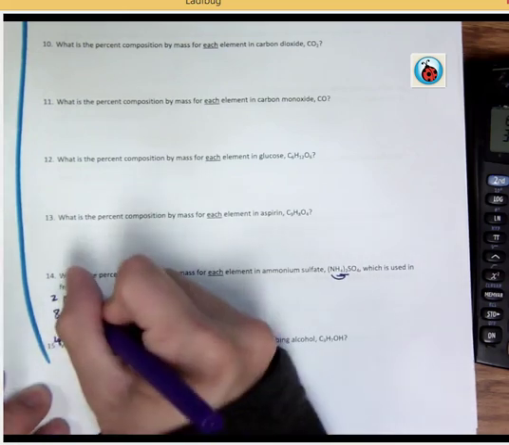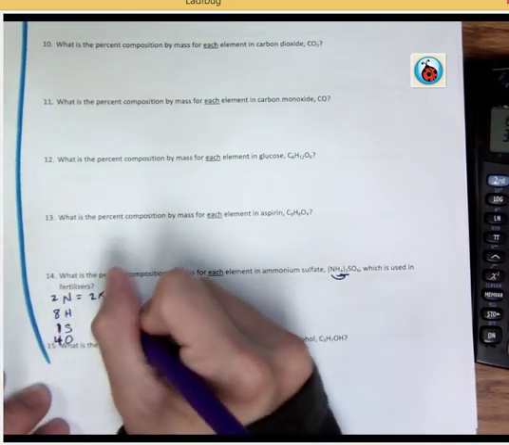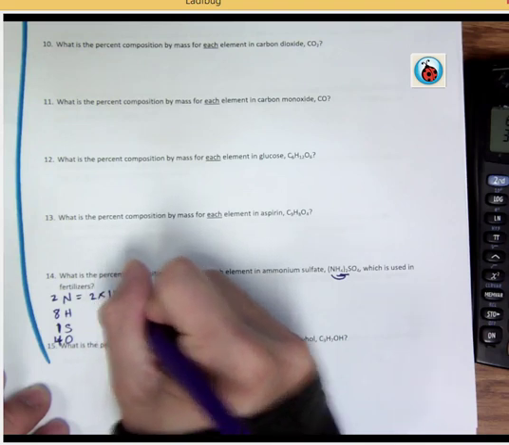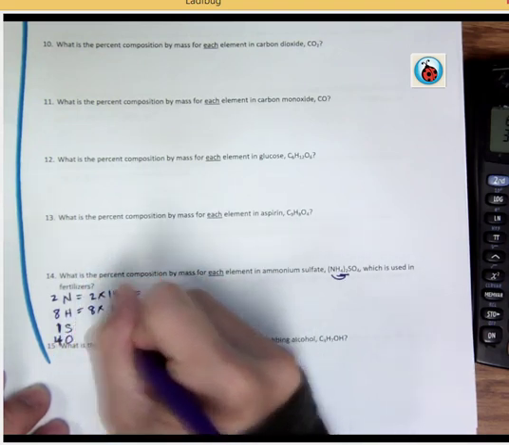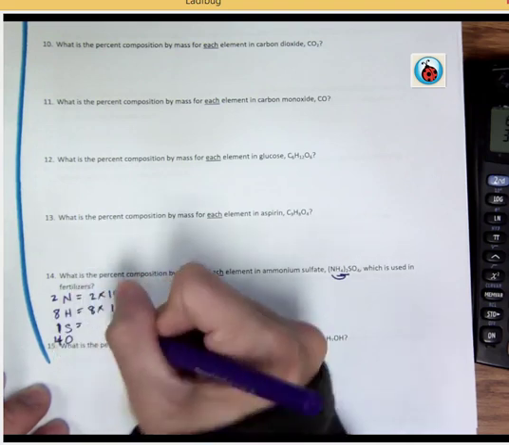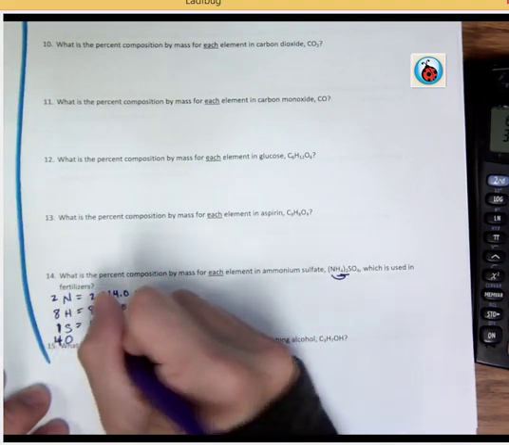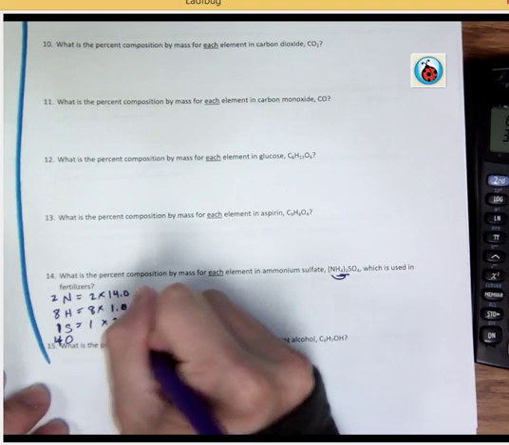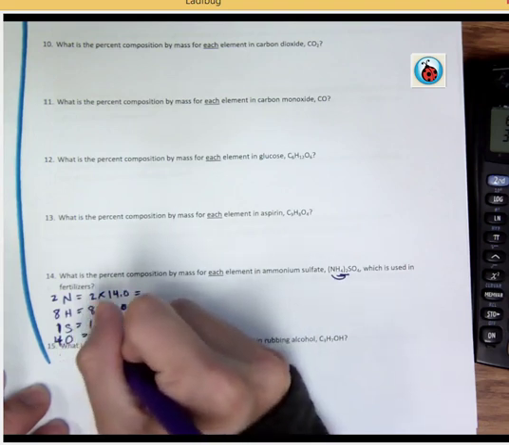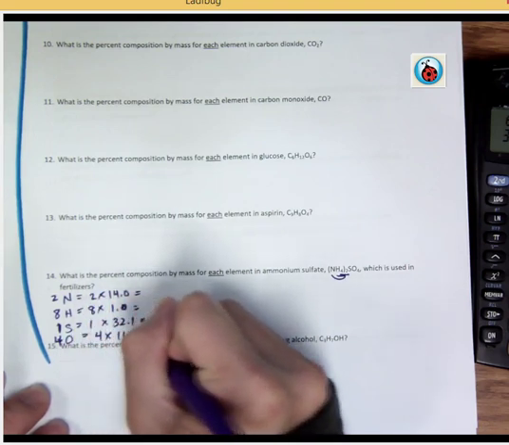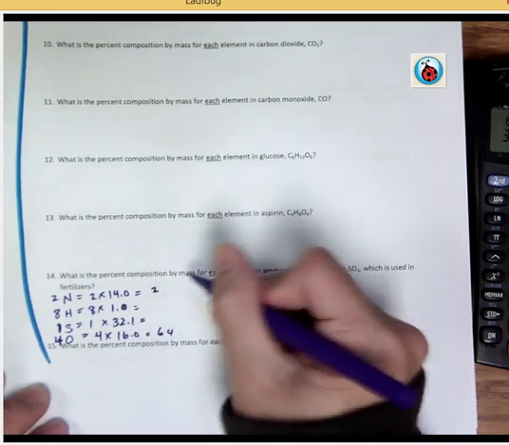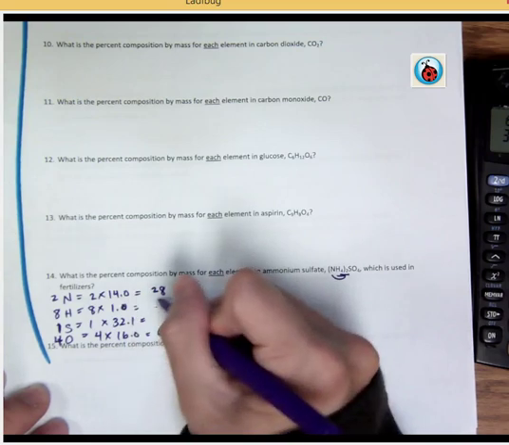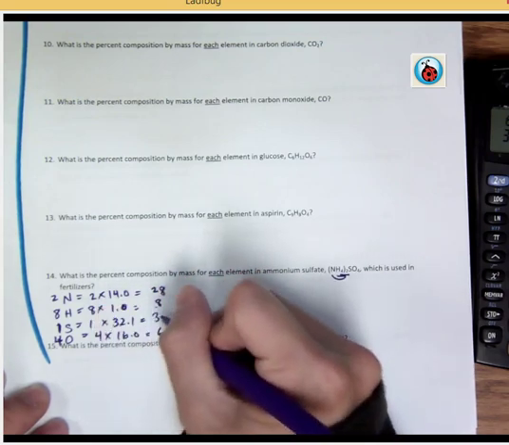Okay? 2 N's, the mass of nitrogen is 14.0. Mass of hydrogen is 1.0. You should memorize that one. Mass of sulfur is 32.1. Mass of oxygen, we're really good at that now, which is 16.0. That's 64, we did that. 2 times 14 is 28. 8 times 1 is 8. 1 times 32.1 is 32.1.